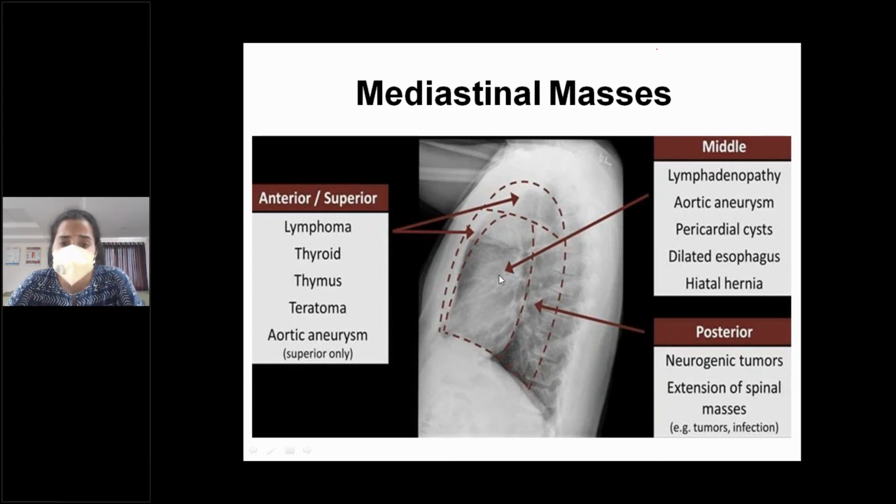And next, when we move on to the middle mediastinum, you have lymph nodes, where lymphadenopathy is the most common pathology that you can see, and aortic aneurysms, pericardial cysts, dilated esophagus, and hiatal hernia are the other pathologies.